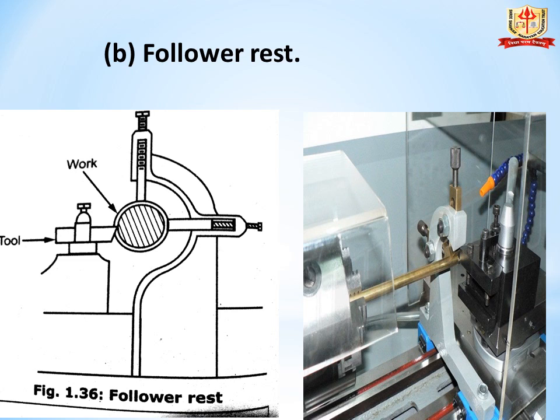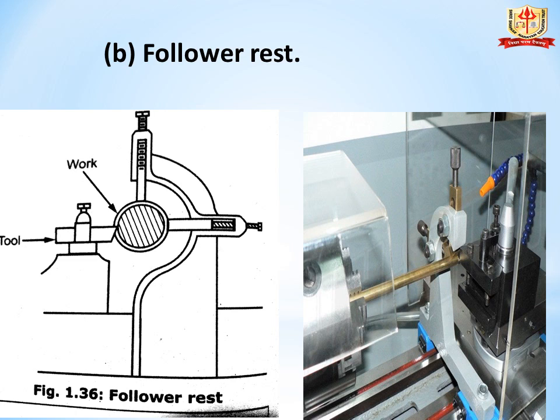Next rest is a follower rest. On left hand side we can see there is a tool and work. In follower rest there are no 3 adjustable jaws as in a steady rest. In follower rest there are 2 adjustable jaws and the third side is supported by the tool. On right side we can see the follower rest. The follower rest is also known as a traveling rest.